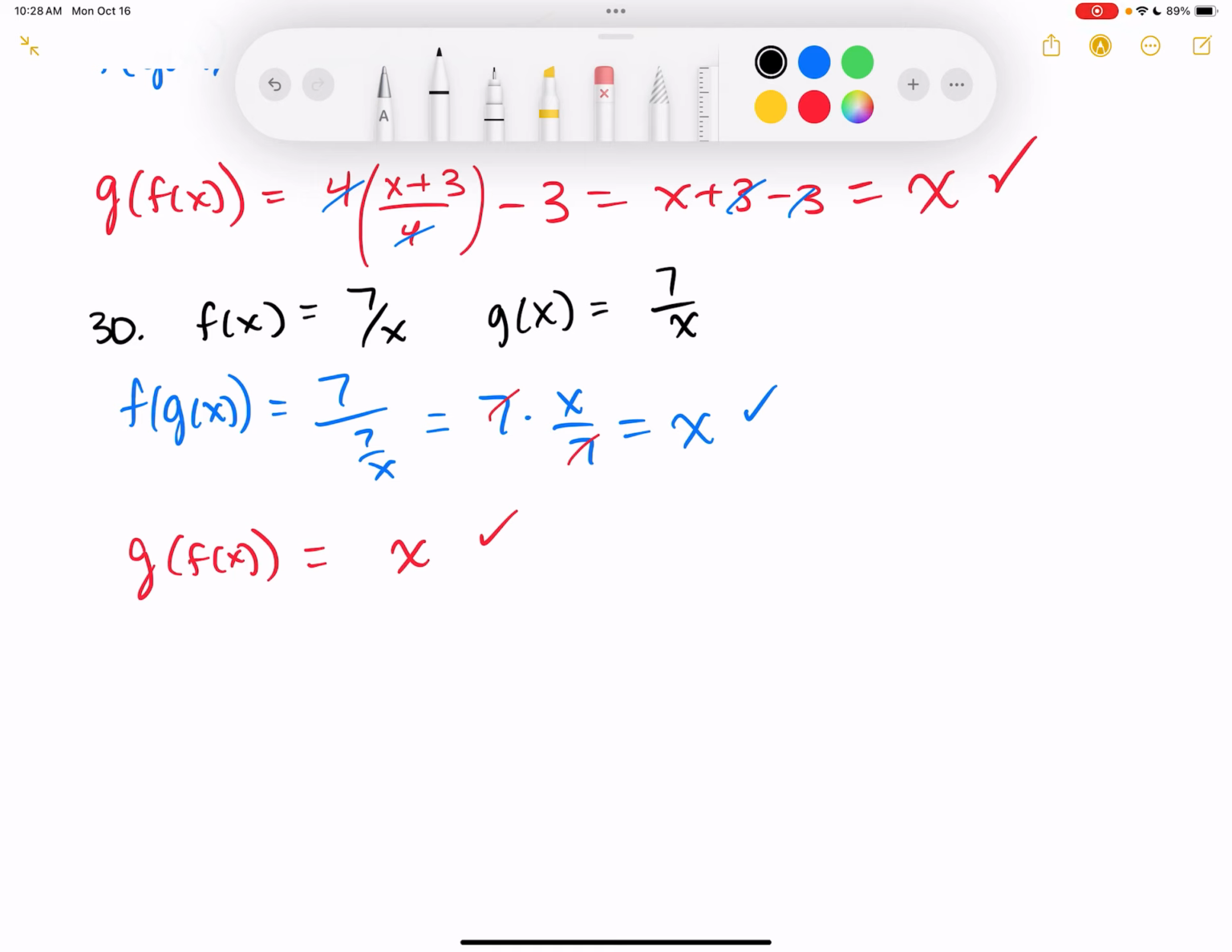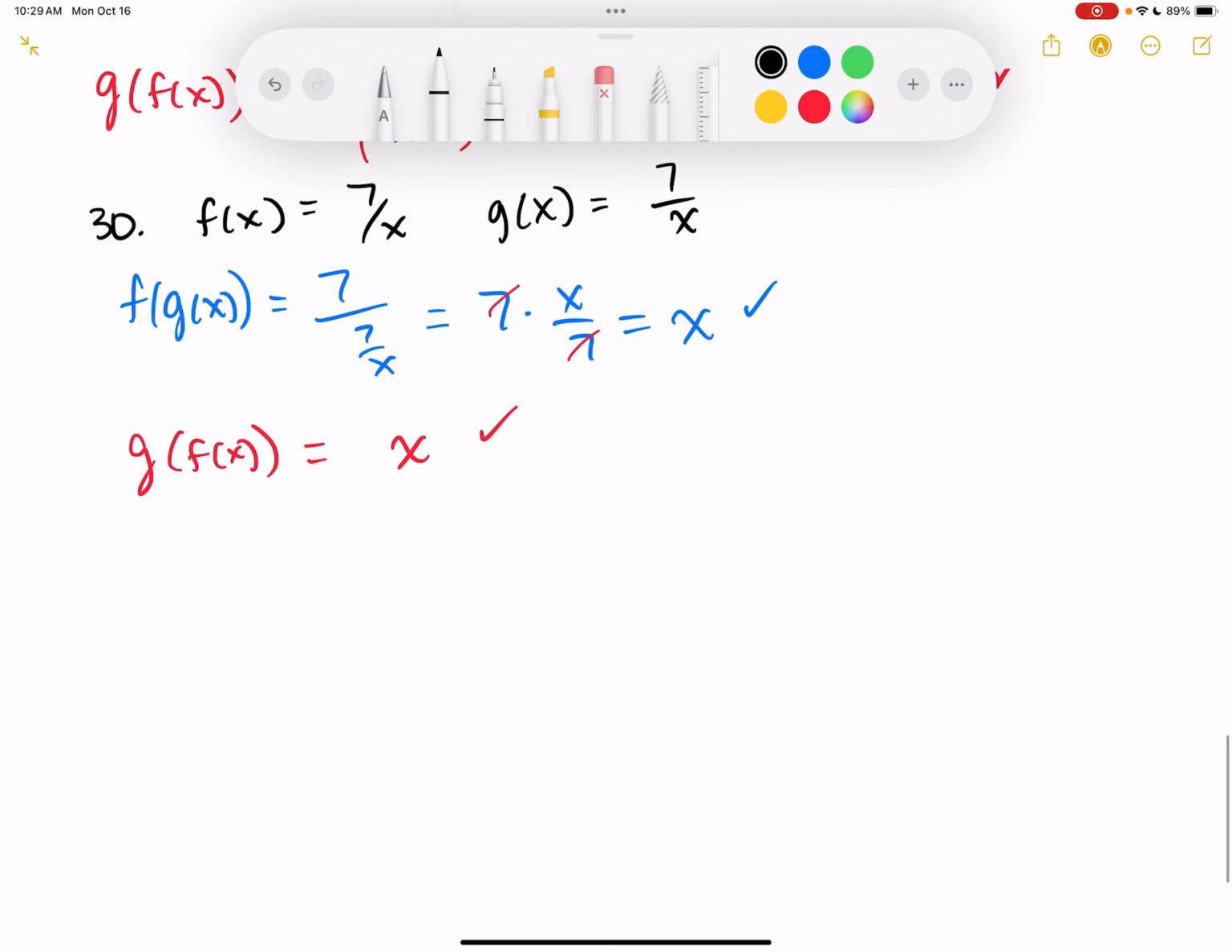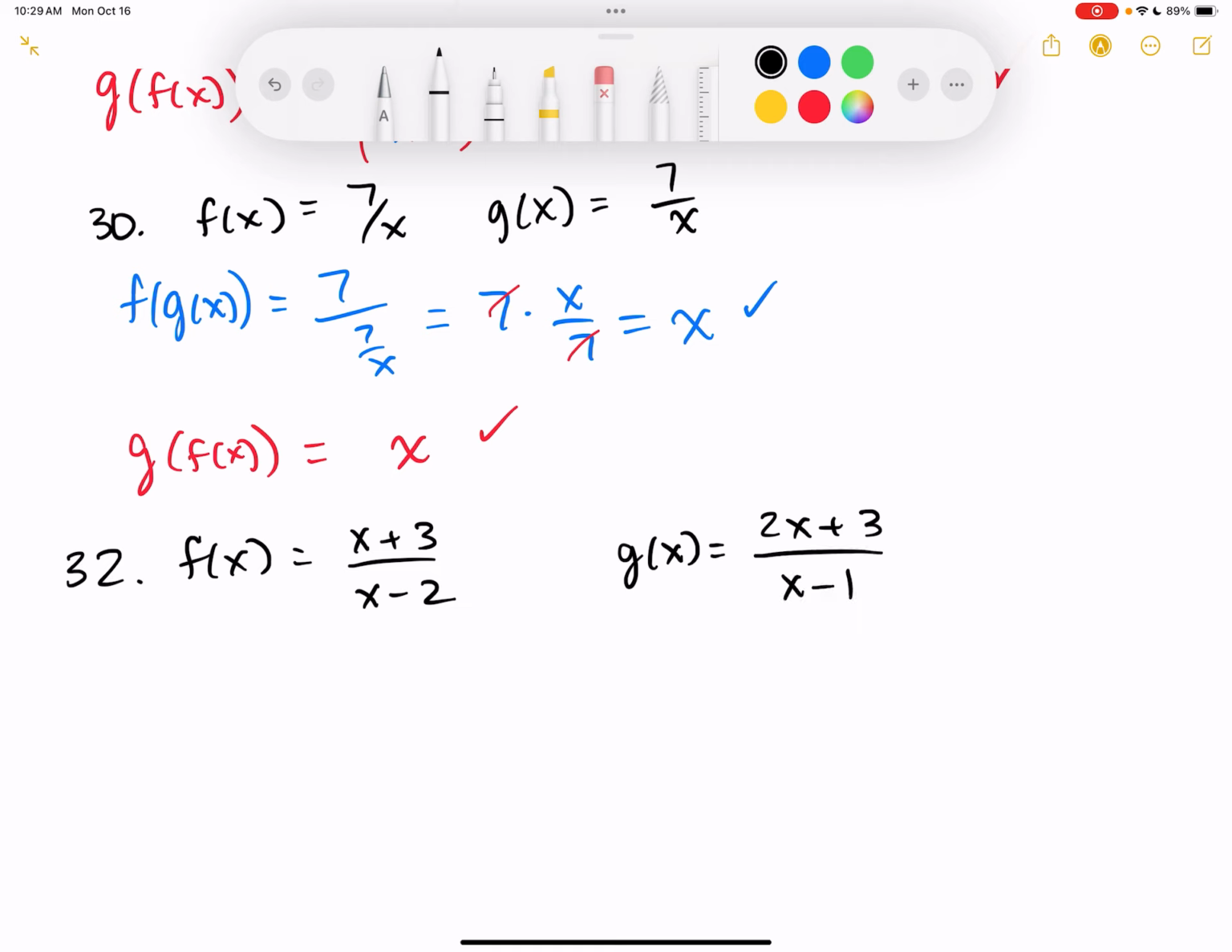Just because the checking isn't quite so pretty, I will do one of them for you, and then I'm going to have you try the other one on your own, because it is fractions and a fraction, and, you know, it is what it is. So 32, f of x is x plus 3 over x minus 2. And g of x is 2x plus 3 over x minus 1.